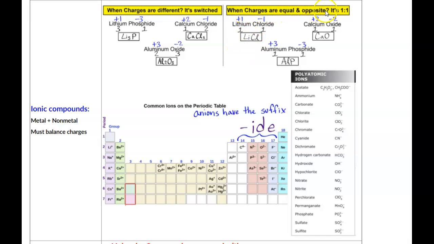When your charges are equal and opposite, it's a 1-to-1 ratio, or you can think of it as the charges cancel. So a plus 1 minus 1 is going to cancel, which means you just need 1 lithium, 1 chloride. You just need 1 of each, cation and anion. Plus 2 minus 2, I just need 1 of each, 1 calcium, 1 oxide. Plus 3 minus 3, 1 of each, 1 aluminum, 1 phosphide, no subscripts necessary.